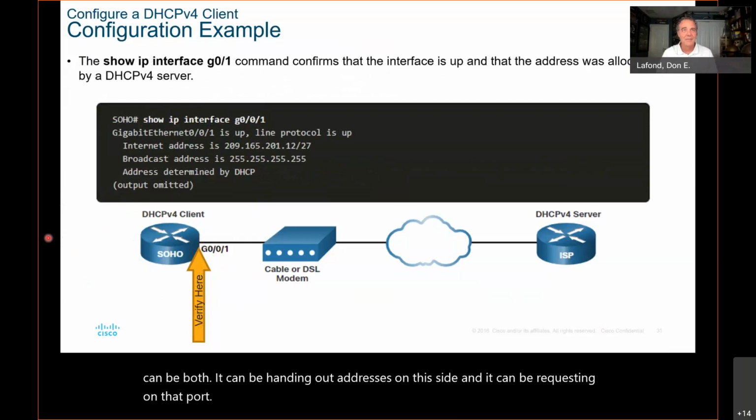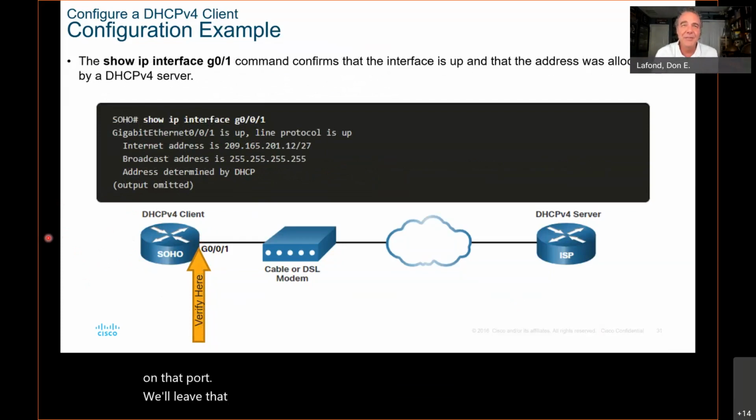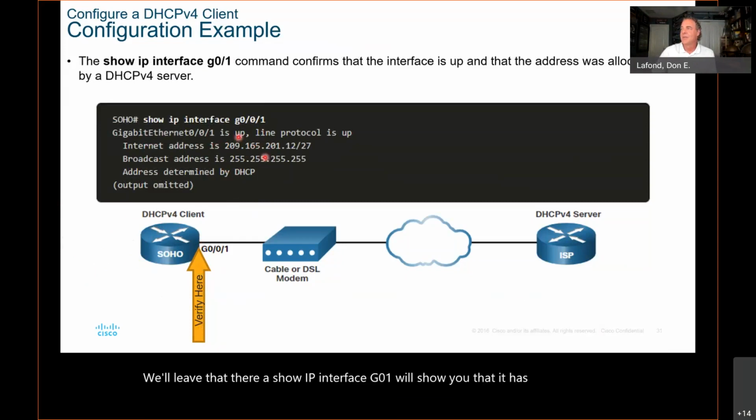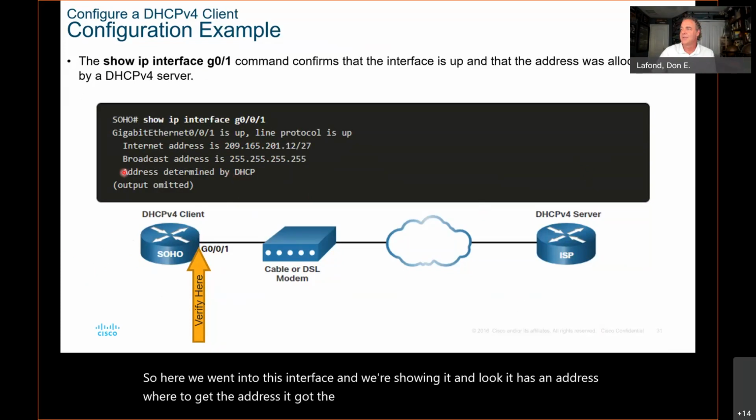It can be handing out addresses on this side, and it can be requesting on that port. We'll leave that there. Show ip interface G0/1 will show you that it has an IP address. So here we went into this interface and we're showing it, and look, it has an address. Well, where did it get the address? It got the address by DHCP, an address determined by DHCP. Okay.